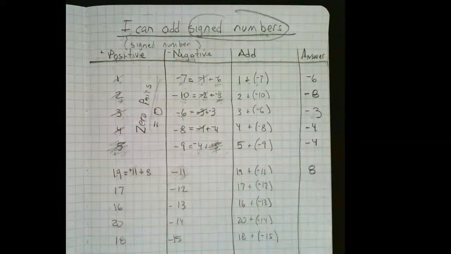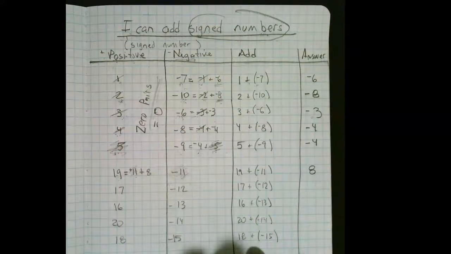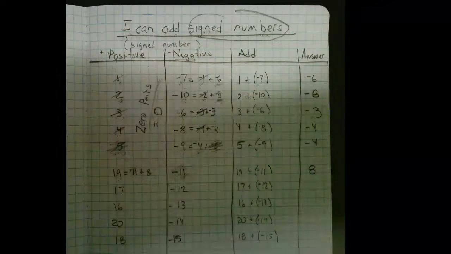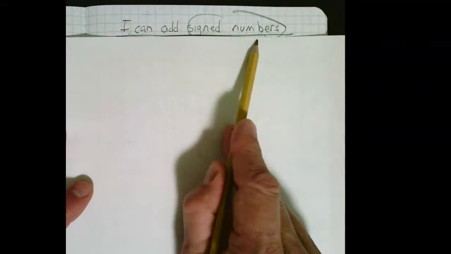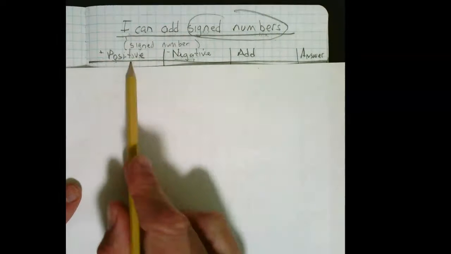We did this in class and I wanted you to have a chance to see what we did in case you didn't get a chance to finish. And so let's take a look at that. So the first thing I want you to do is write the learning target on the top of your paper like this. I can add signed numbers. And of course what we mean by that is positive and negative numbers.